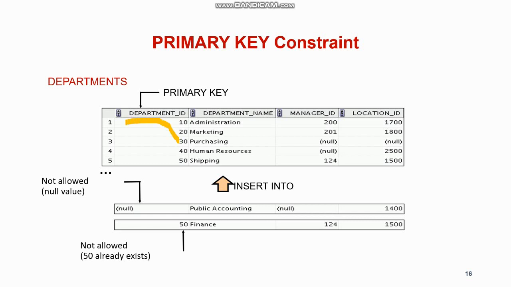So here in this table we have department ID. The department ID is set as primary key, where you cannot give any duplicate values, you cannot give any null values. So this is going to be very super unique. Primary key is actually super unique, right?